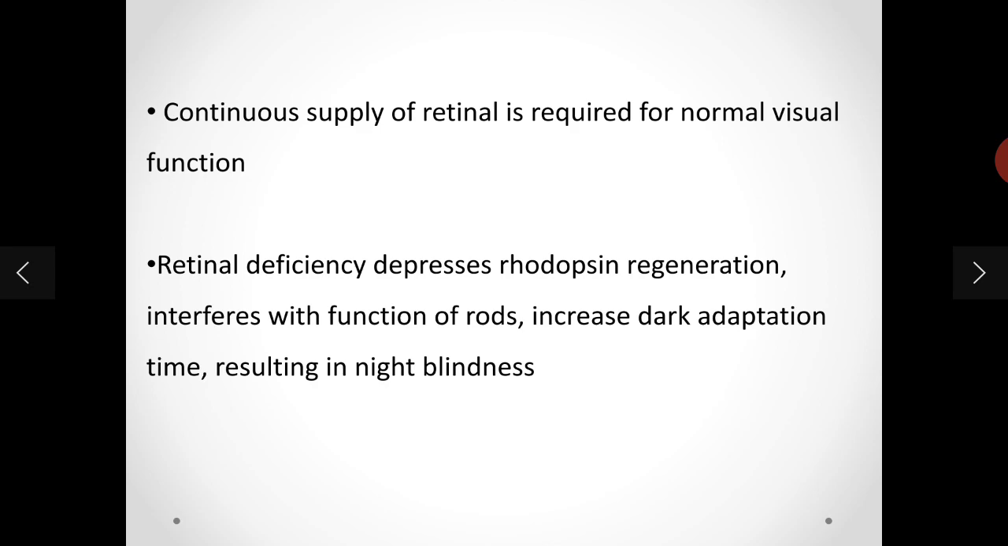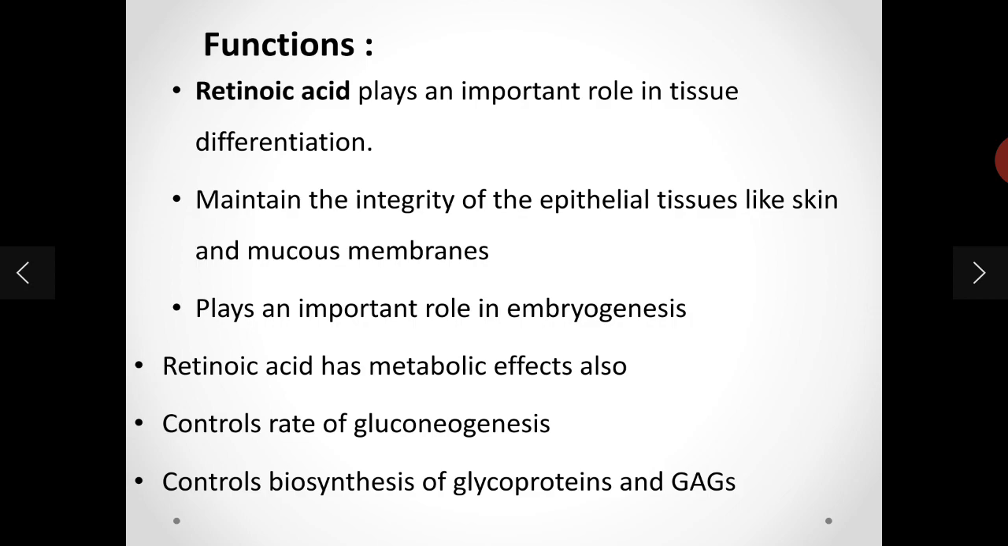So retinal deficiency depresses the rhodopsin regeneration. That is how it interferes with the function of your rods and increases the dark adaptation time, resulting in night blindness. You can appreciate this when you enter into the cinema hall and you cannot see immediately, and within a few seconds we can regain our vision. So that is called resynthesis of your rhodopsin.